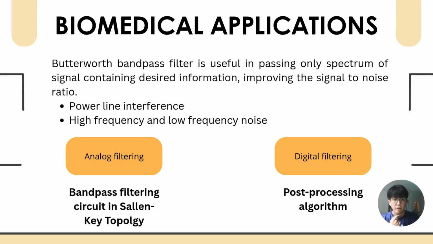Regarding the biomedical applications of the bandpass filters, the Butterworth bandpass filter is useful in passing a spectrum of signal containing the desired information, so it can reject the higher or lower frequency noise, especially the power line interference. So it is used in analog filtering and also digital filtering.